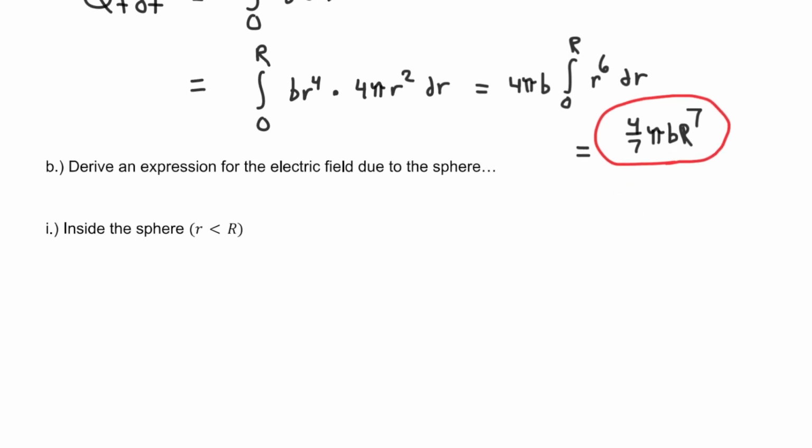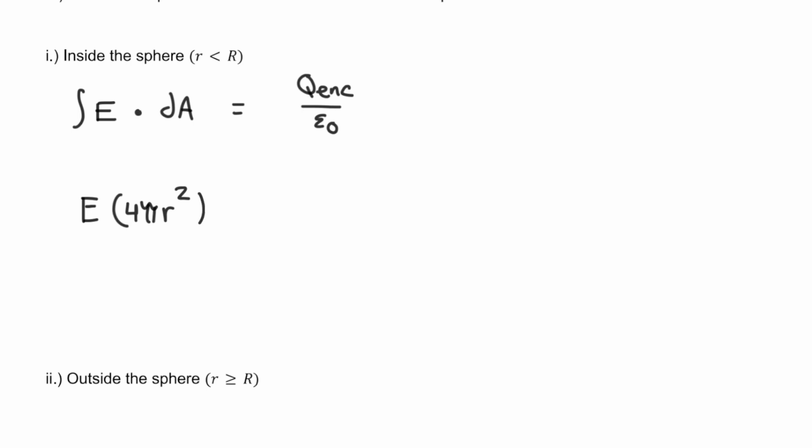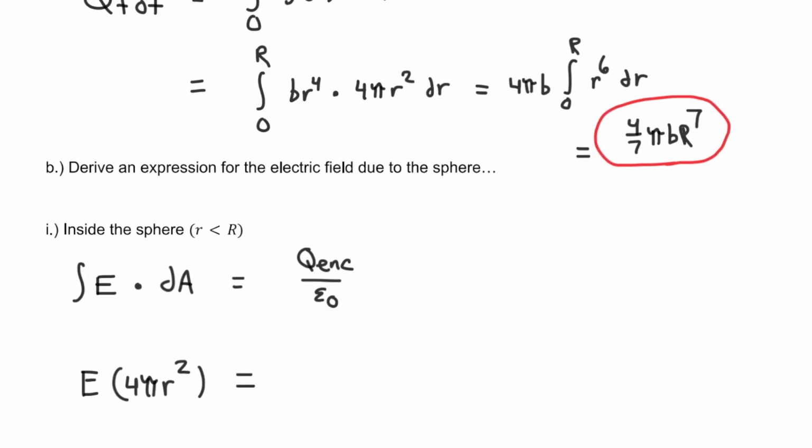All right, now find expressions for electric field inside the sphere and outside the sphere. So first inside, we're once again just going to use Gauss's law both times. I know that this has spherical symmetry, so the left side, even though the problem is a lot harder looking, we never have issues with the left side of Gauss's law. Always get that point for yourself. And then for our enclosed charge, we said that the enclosed charge was 4/7 pi b big R to the 7th. That would be for the entire system.